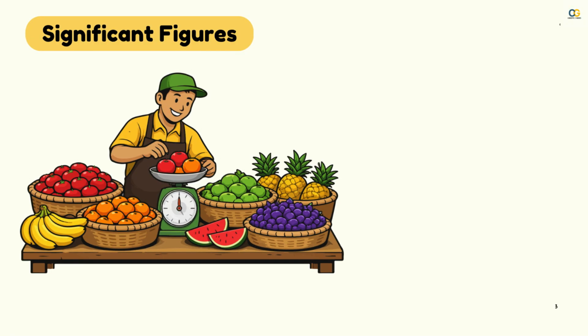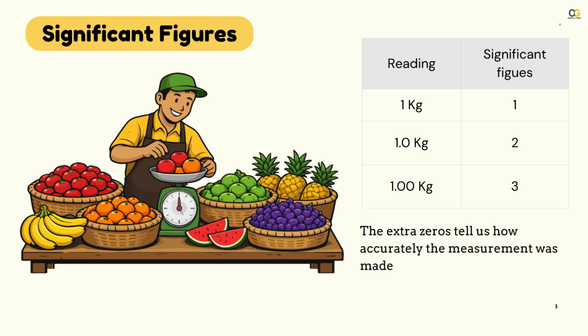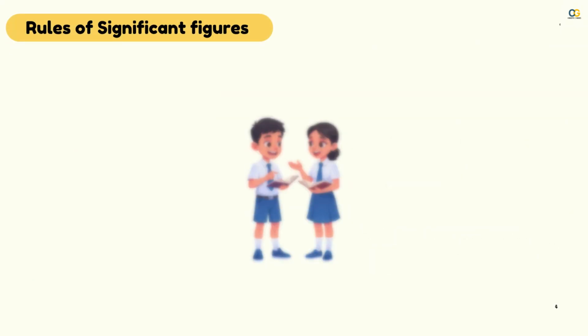Well, we have three different readings here, each saying 1 kg, 1.0 kg and 1.00 kg. But the significant figures in all of the three readings are completely different. The extra zeros tell us how accurately the measurement was made. So these significant figures help us in accuracy of our readings. There are certain rules of significant figures, such as all the non-zero digits are significant.